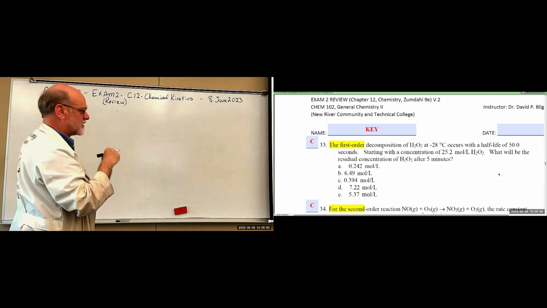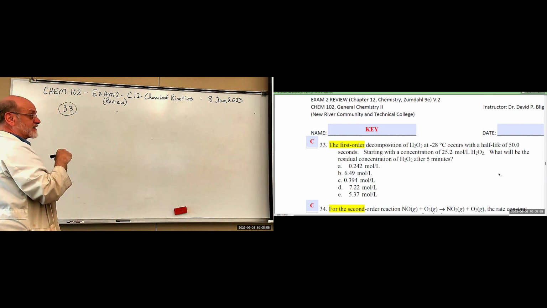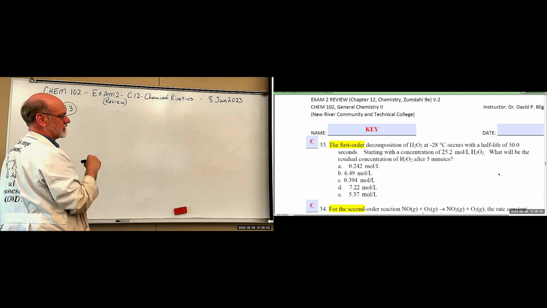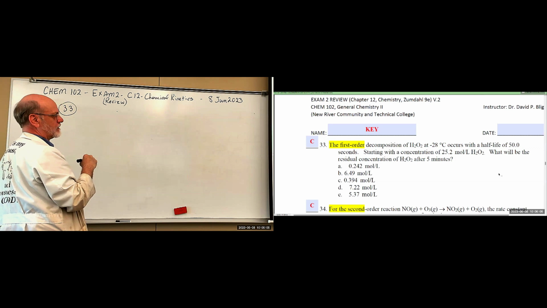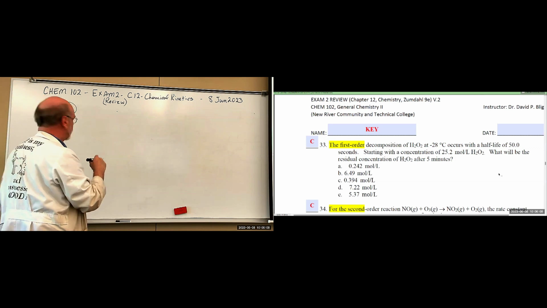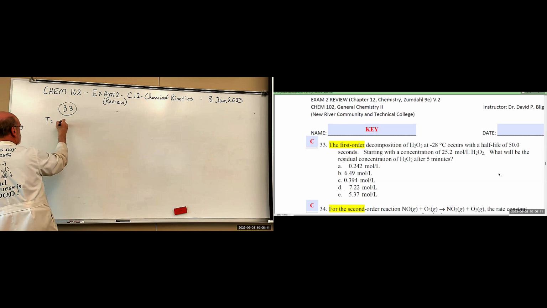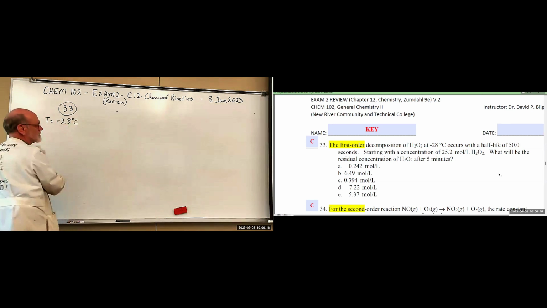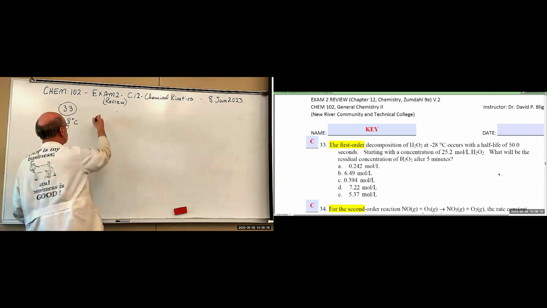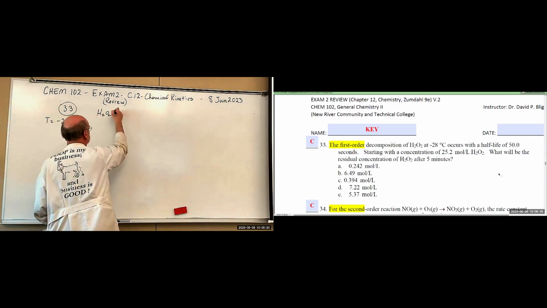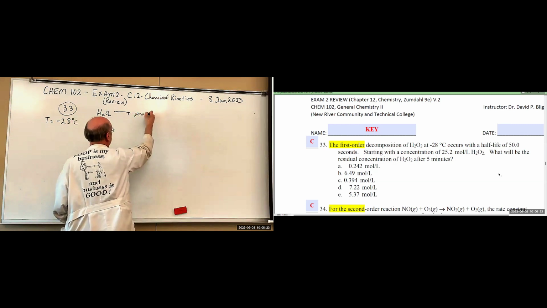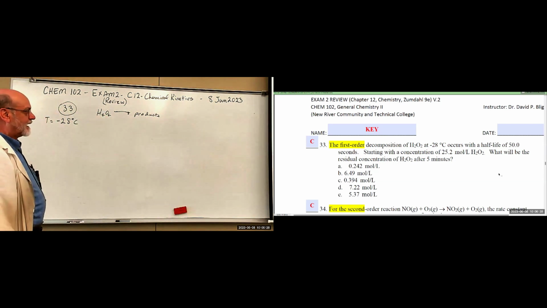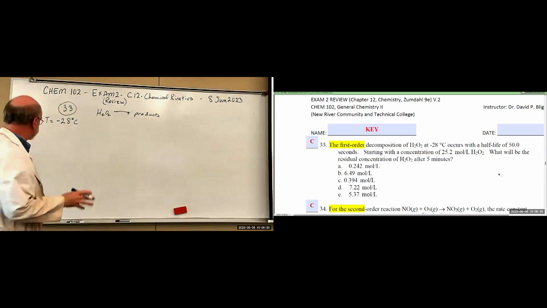The first order decomposition of H2O2 at minus 28 occurs with a half-life of 50 seconds. Okay. All right, so the temperature, let's put this stuff up here, minus 28 degrees C. And we're decomposing H2O2. We know what the products are, but we're not going to need them. Half-life of 50 seconds.